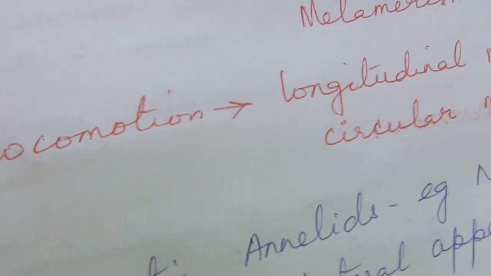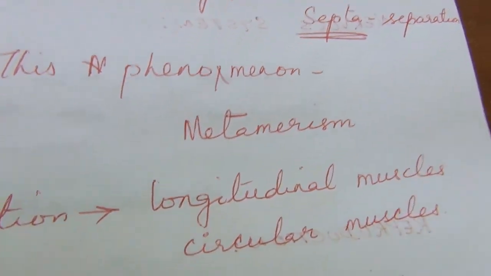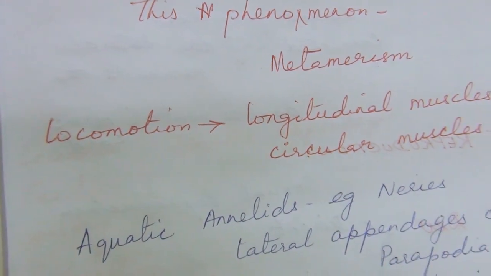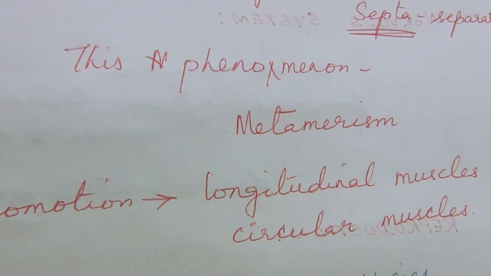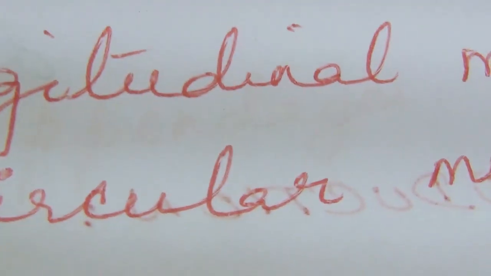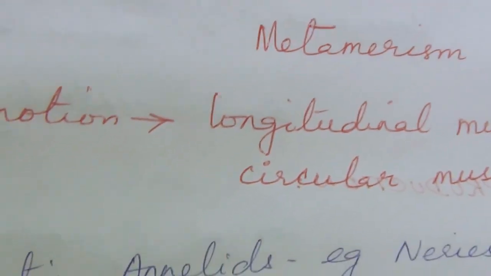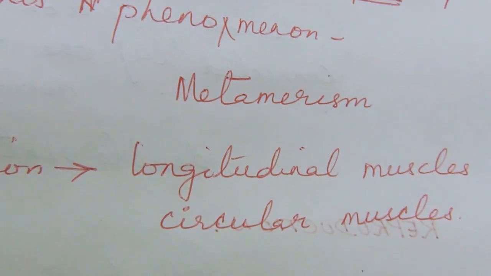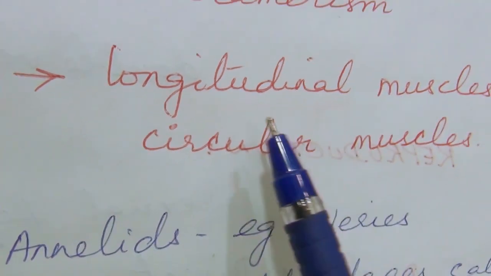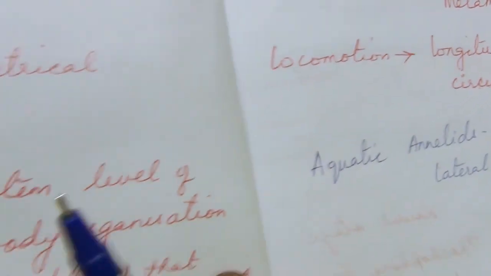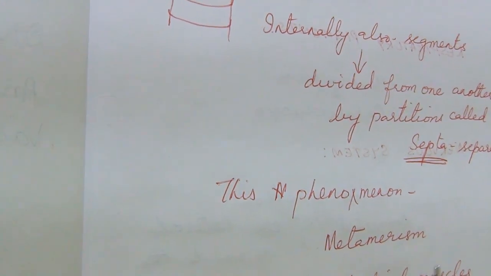And coming to locomotion. Locomotion, last year itself we have seen in leech, the circulatory system is developed. And circular muscles and longitudinal muscles, they are helpful in the locomotion. I want you to refer that.